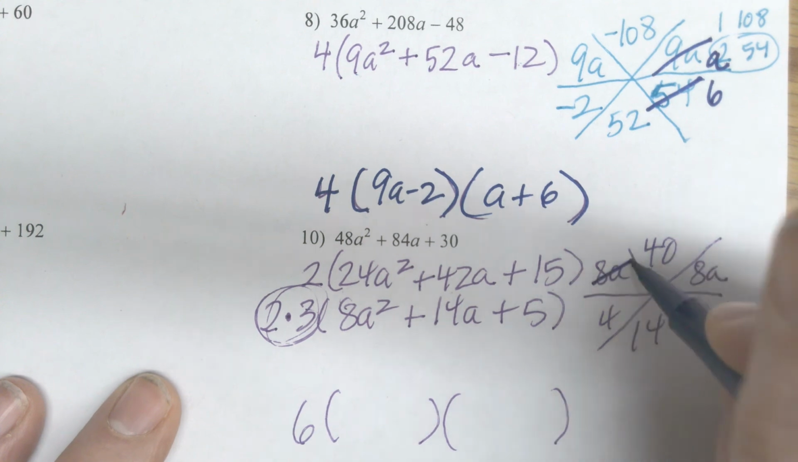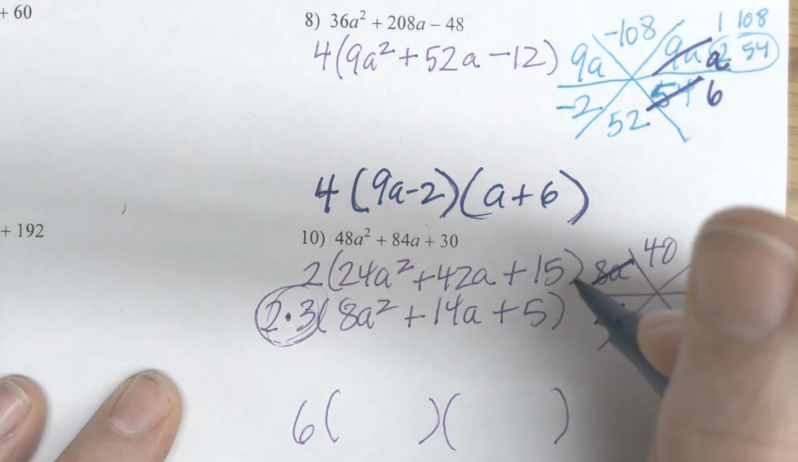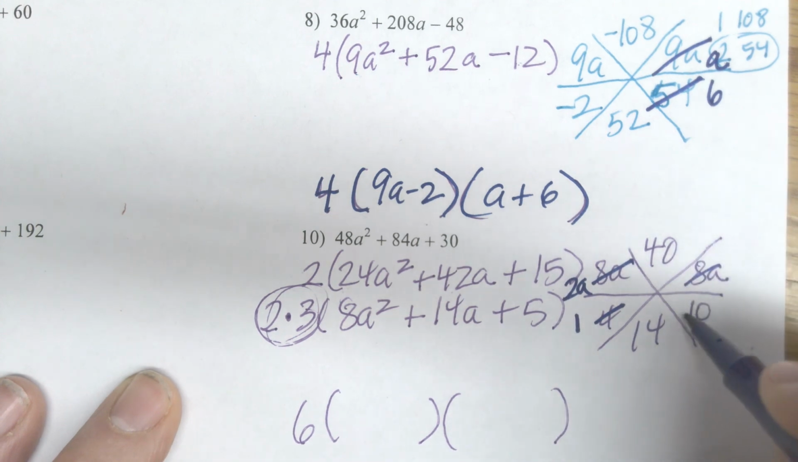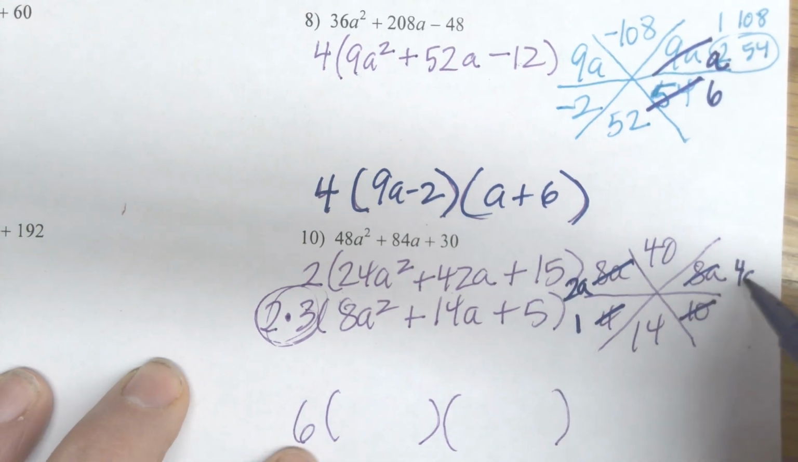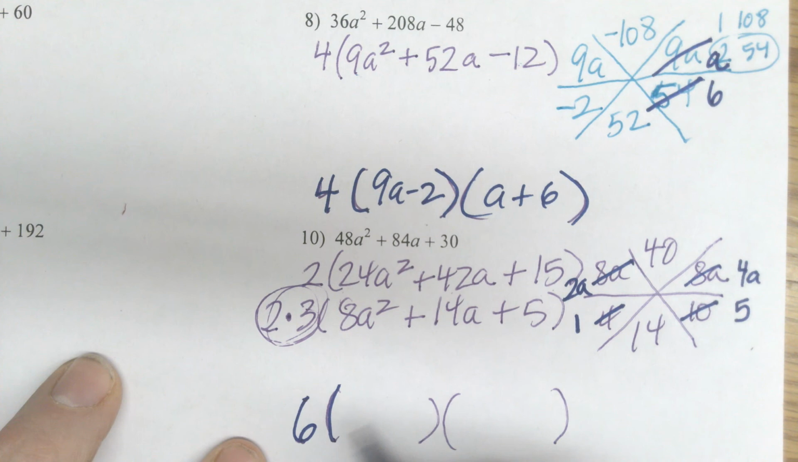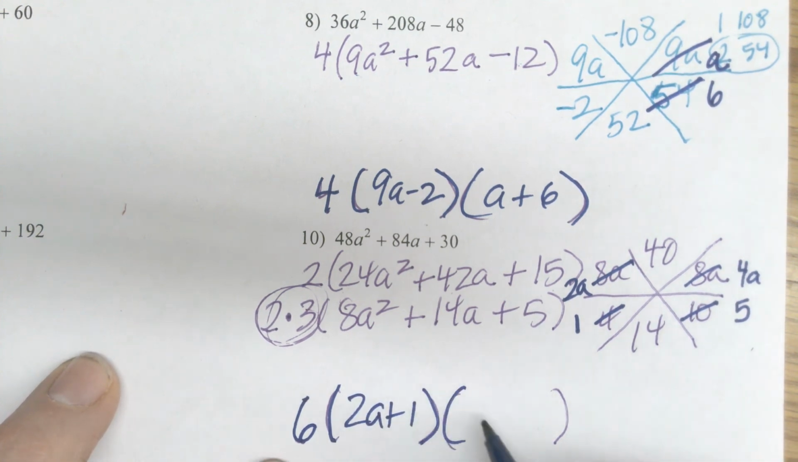So then I have to cancel. I can divide both of those by 4, so I get 2a and 1. I can divide both of these by 2, so 4a and 5. So when all is said and done, it's 6 parentheses, 2a plus 1 and 4a plus 5.